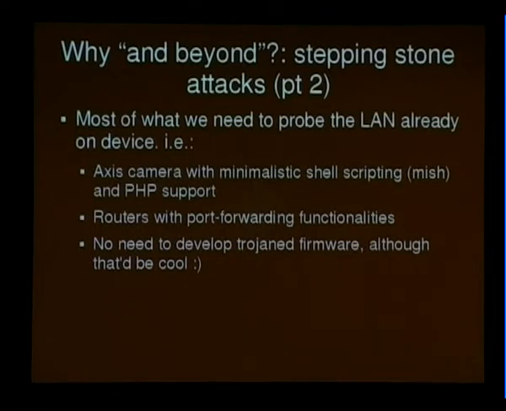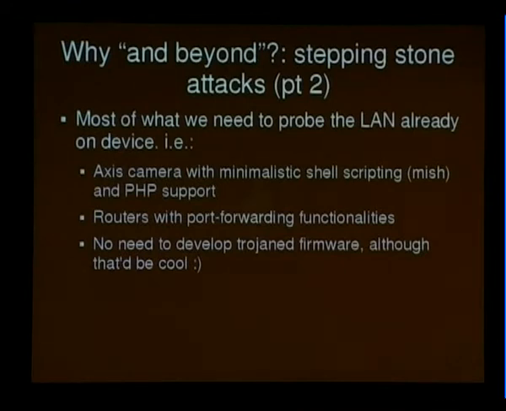For instance, with Axis IP cameras, you have shell scripting support built in. Axis calls it mesh, a minimalistic shell. That means that after you compromise the Axis camera, you can enable the telnet interface by making a configuration change through the web console. Then, through the web console, you can upload files. It has a little file editor. Just put your script there, save it, then log in via telnet, and now you have your own hacking tool.